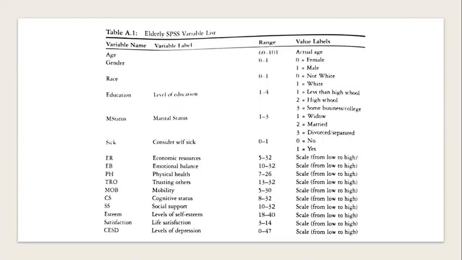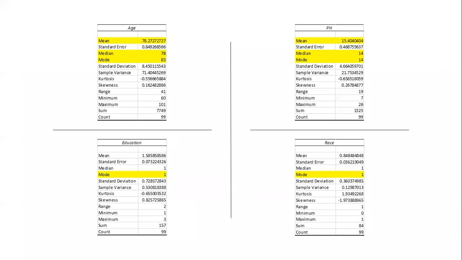So here again is our code book, and these are all of the variables that are included in our data set. So here are some descriptives that I have run on some of the variables within this data set. So for example, I've looked at what is the average age within the data set. Okay, so what's the mean age? What's the median? What's the mode? And I've done the same thing for the variable physical health, education, as well as race.